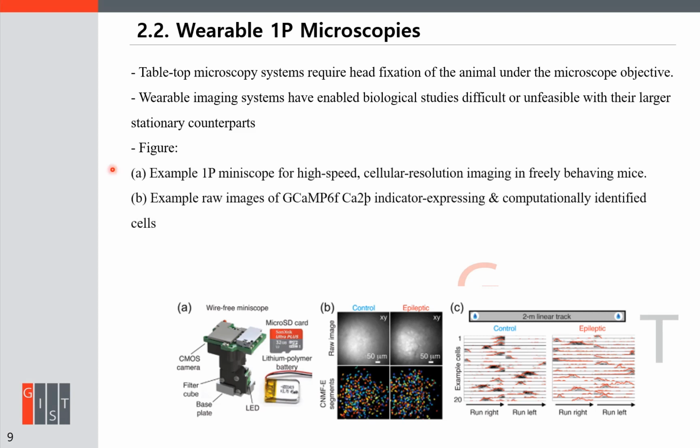And in the figure here, figure A is an example of one-photon microscopy for high-speed cellular resolution imaging in freely behaving mice. Figure B is an example of the raw image of the GCaMP6f indicator expressing and the computationally identified cells. Figure C is the spatially tuned activity pattern across 20 example cells.